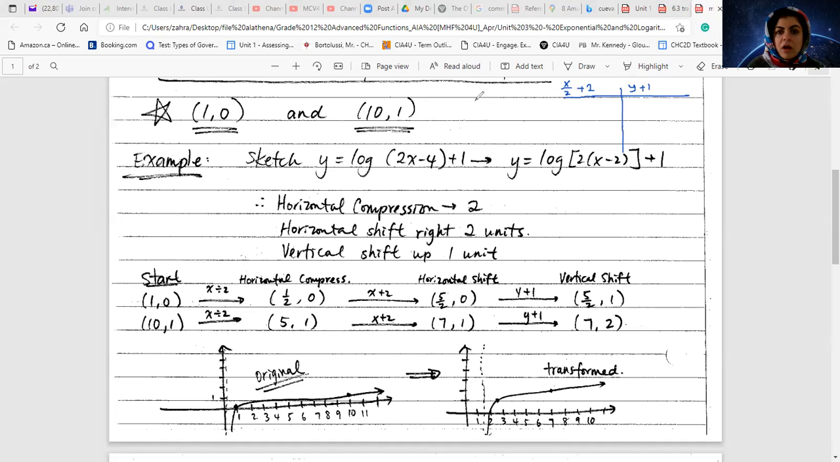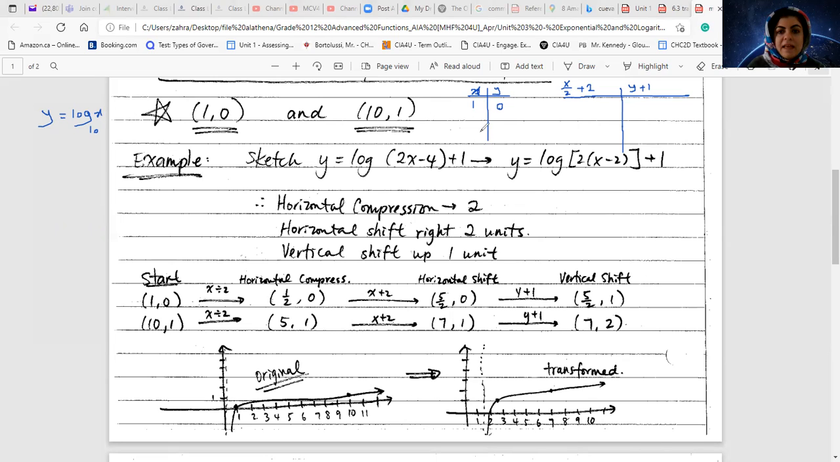Then we get the point, the original point. So here is x and y. Here, you know the parent function is y equals log x, and when nothing is written here, it means the base is 10. So log of 1 is 0, right? When x is 1, therefore your y value is going to be 0.